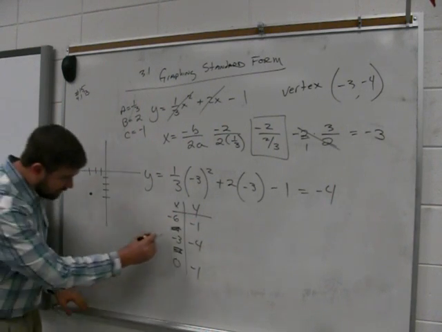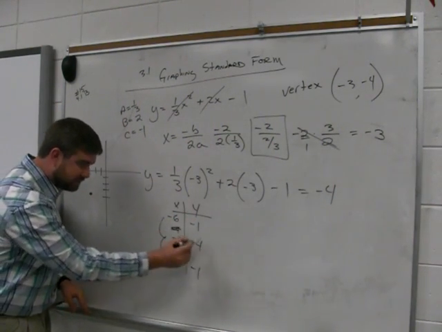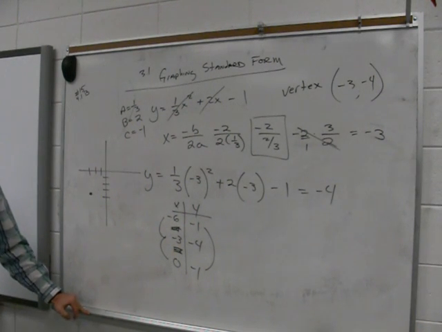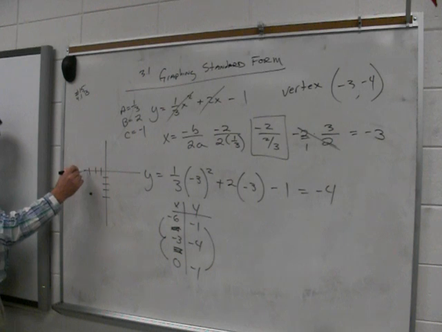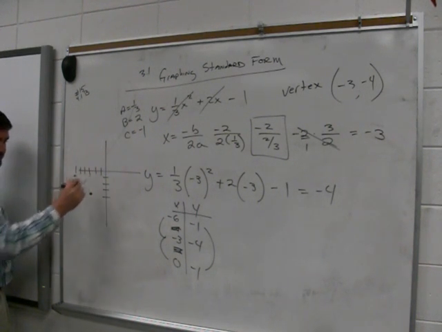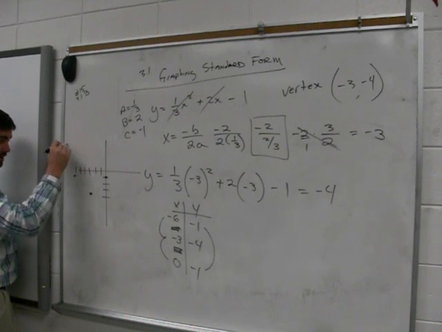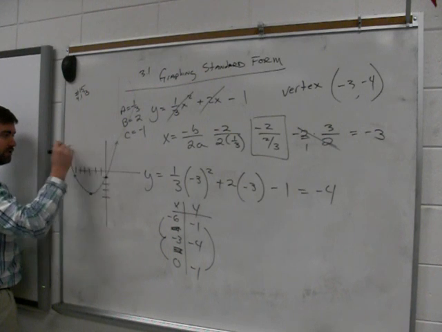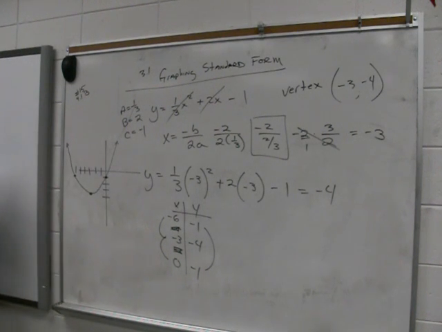But if you set it up, and this is 3 this way and this is 3 this way, then these two values will always be the same. Okay? Always. So we go to plot those. 3, 4, 5, 6, negative 1 would be right here. 0, negative 1 would be right here. And here's our parabola. Hitting all 3 points, arrows on the ends, and we're done.